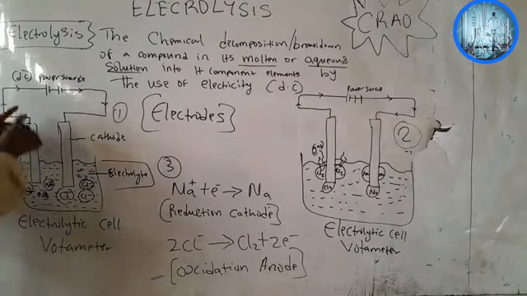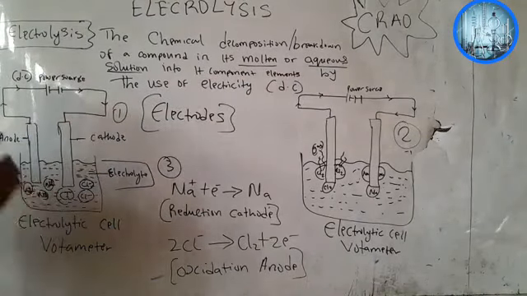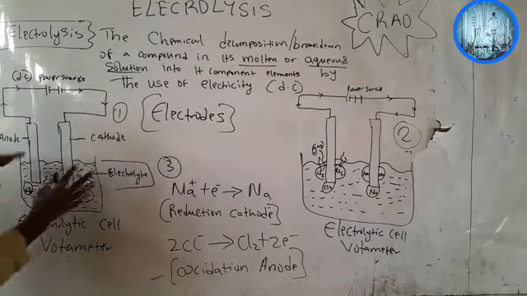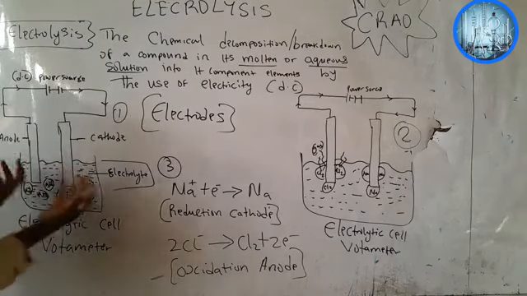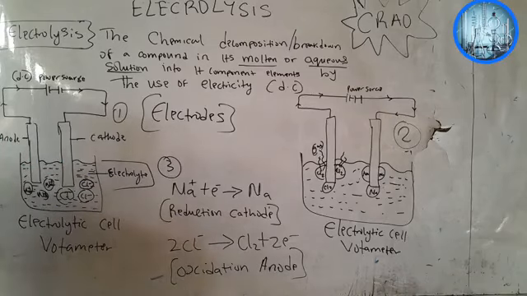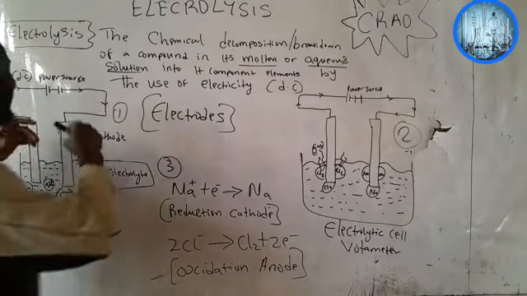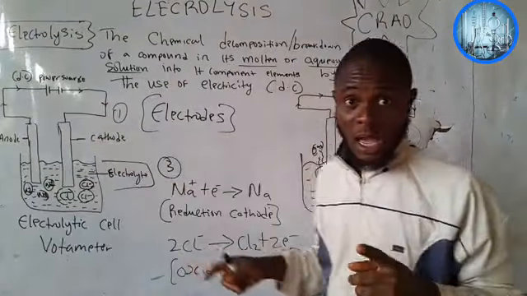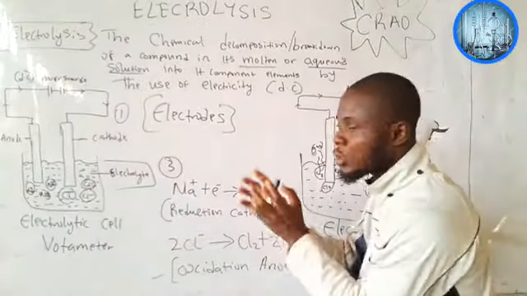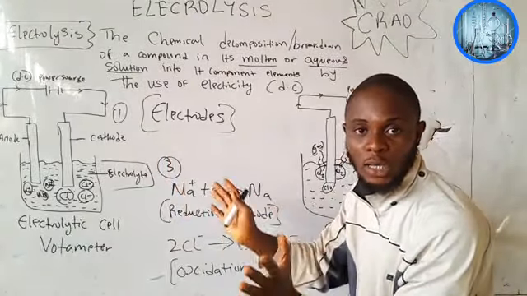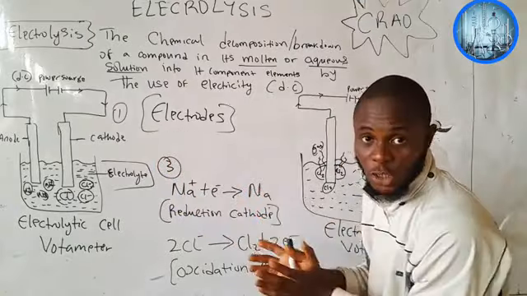So now, before the electric current is passed through it, take note, the ions are moving freely within the solution. Okay? They're moving freely. So as soon as the power source is turned on, the ions start to migrate to the electrode that they are attracted to.